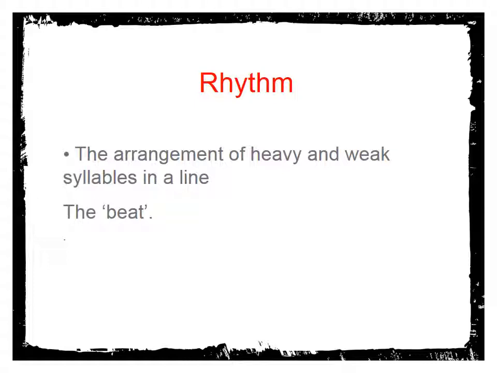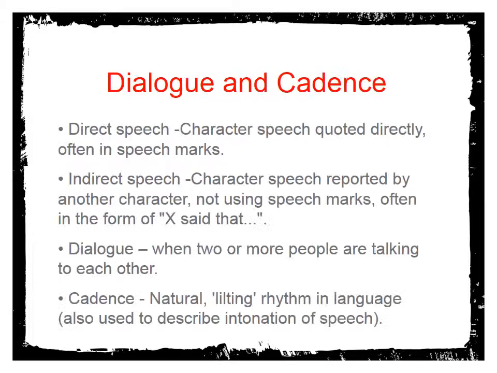Rhythm is another thing that we consider, and technically it's the arrangement of heavy and weak syllables in a line. The dum, da dum, da dum, da dum. And we'll see that a lot in poetry. You could think of it as the beat. What kind of rhythm is going on in the way people are speaking to each other, the backwards and forwards parts of the conversation. In novels, it's really important to have a look at the dialogue and cadence, which I'll talk about in a moment. First of all, let's get a couple of terms clear.